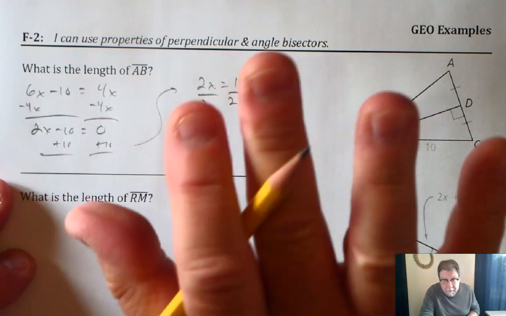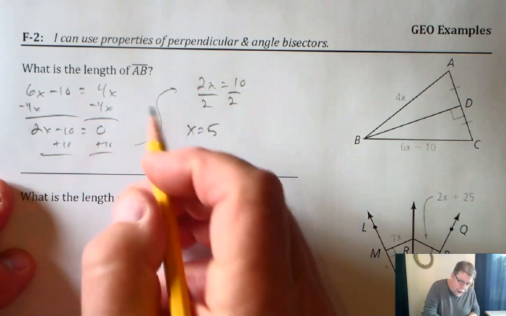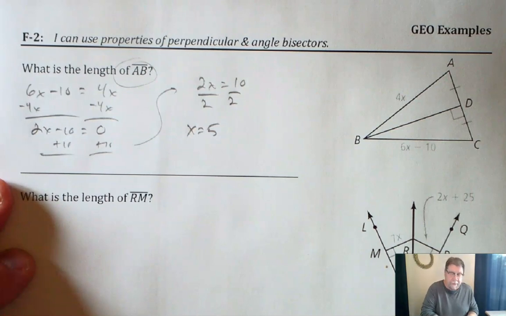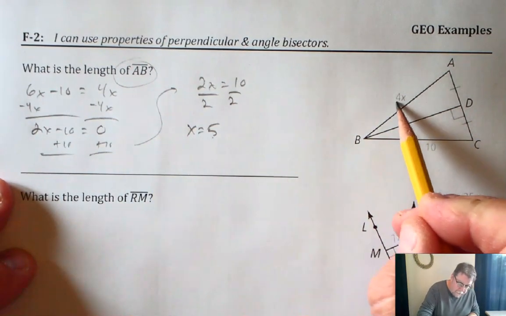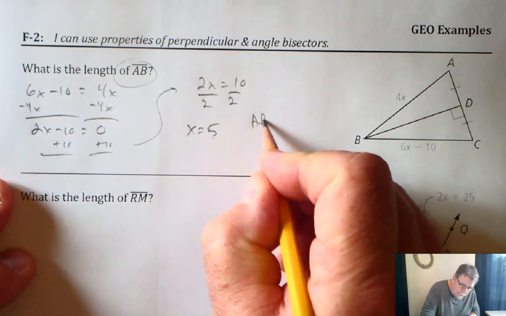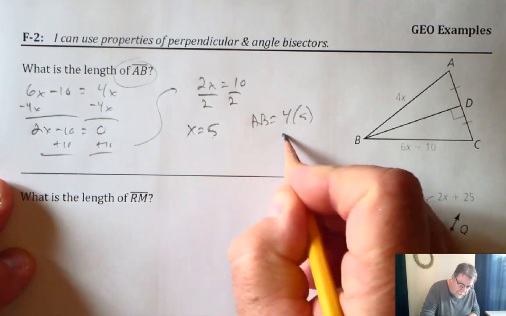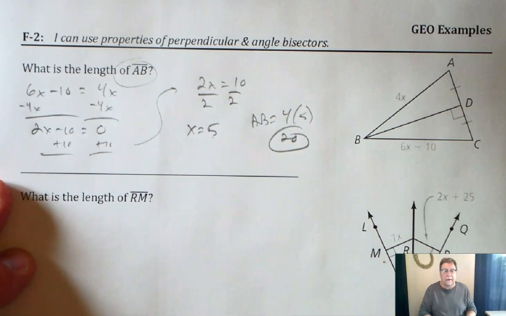Now the problem's not over. We've only found x, but we were asked to find AB. So we want to do that. We're going to plug 5 back into 4x. So AB is 4 times 5. So therefore AB is 20.